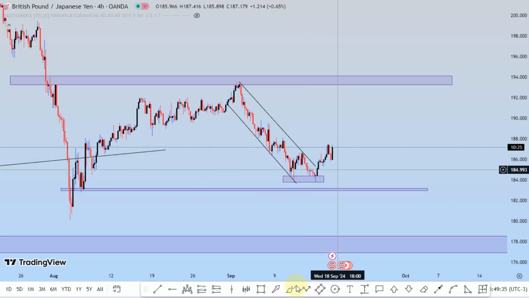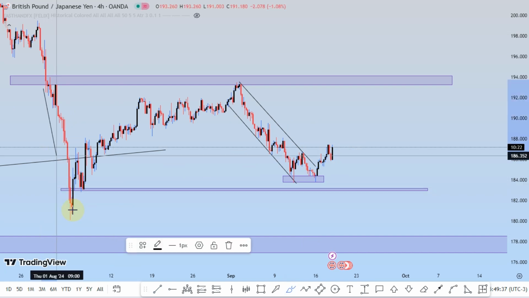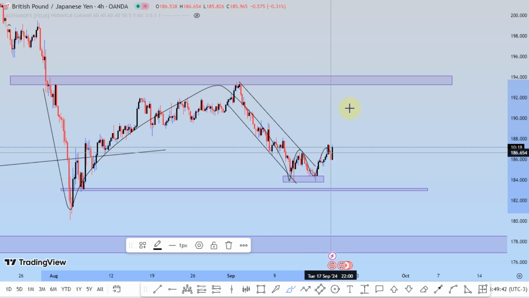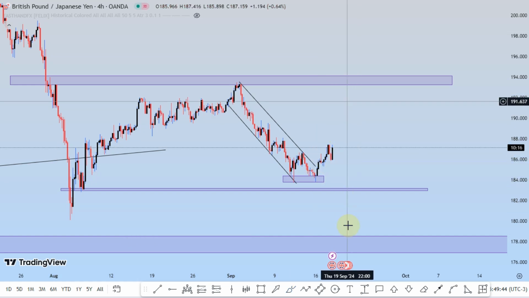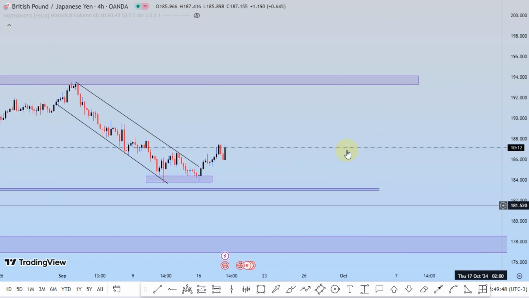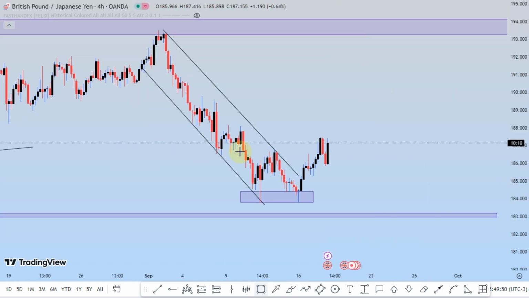So yeah, we had price kind of creating this level, respected, went back, and now has given us this kind of reversal. Then she pushed, and at the same time I think we had news on GBP, that was inflation rate, right? So there's this level right here.